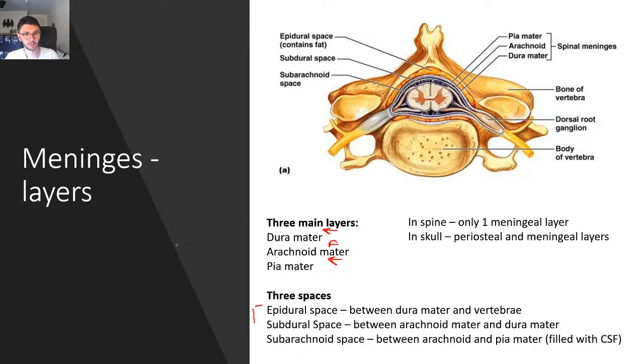And the epidural and subdural spaces are potential spaces, which means that no tissue or fluid should be there in a normal situation. It's just the different layers of the tissue. Now, the subarachnoid space is the one which is an actual space, which is filled with CSF.